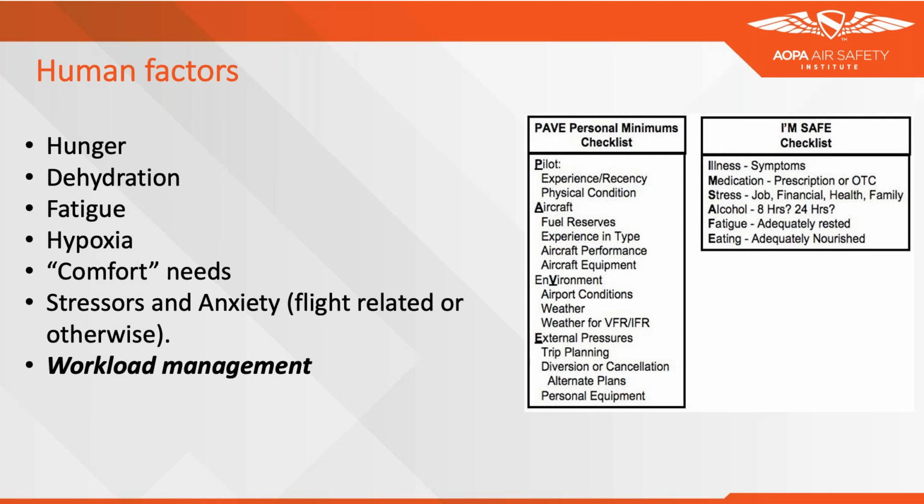So this is the human factor side, and we see the PAVE and I'm safe checklists. Just know that occasionally we see different things, like the E could stand for eating, it could be emotion. Essentially what we want to think about are human factors here. In a certain sense, situational awareness really is all about human factors. We need to take care of ourselves so that we can be at our best when we fly. And that's how we keep ourselves and our customers safe, or our passengers.